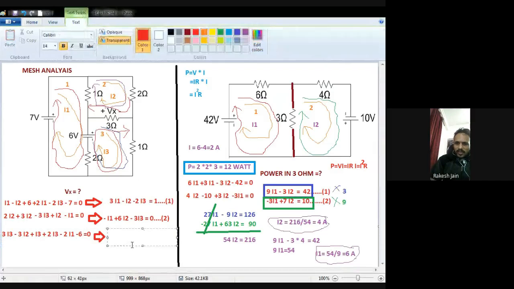Only minus 2 I1 is there. So minus 2 I1. How many I2? Minus 3 I2 is only there. So minus 3 I2. How many I3? 3 I3 plus I3, that is 4 I3 plus 2 I3, that is 5 I3. Okay, so plus 5 I3, that is equal to minus 6, which goes to the right hand side with the polarity changed. So this will be your third equation. So can you understand all of these three equations?